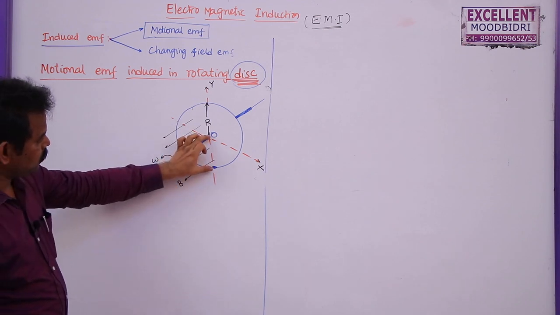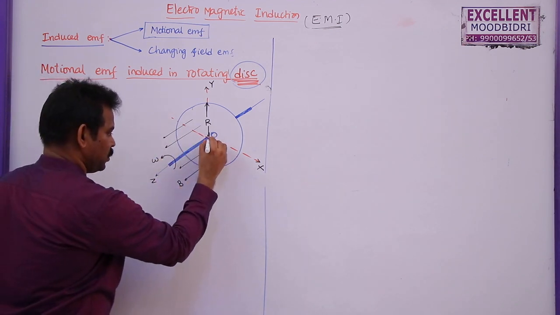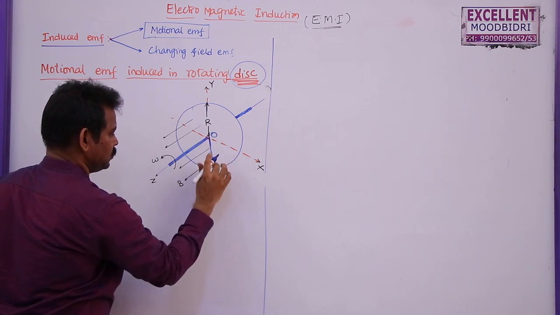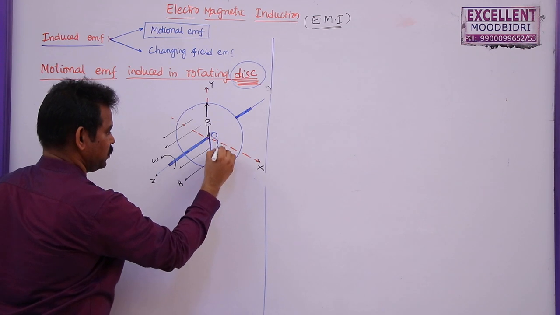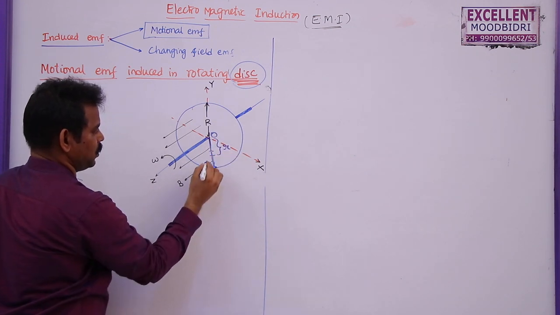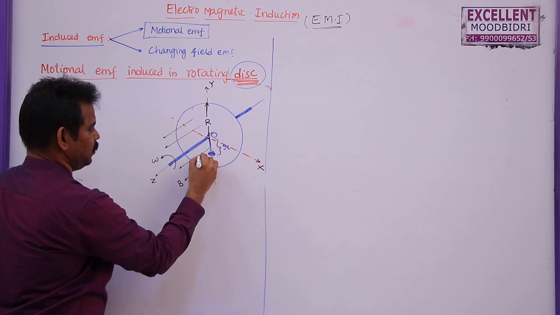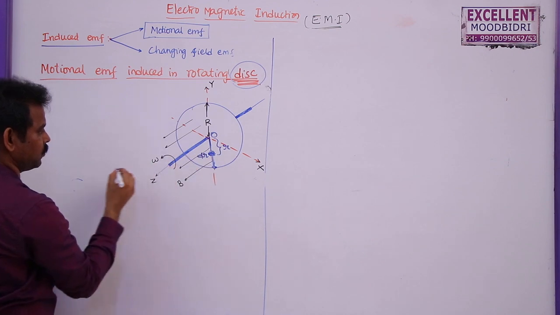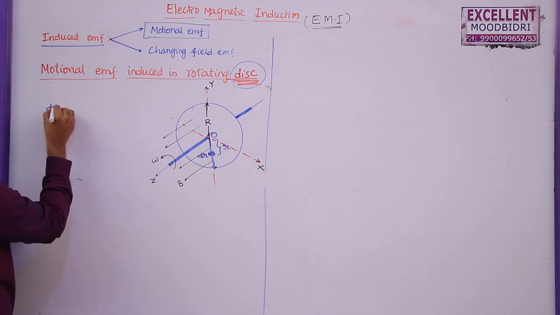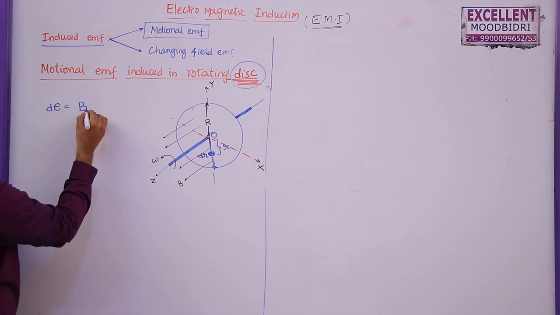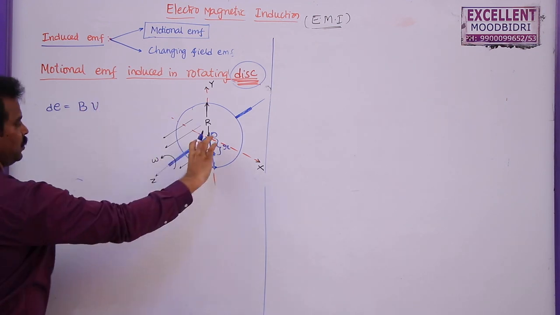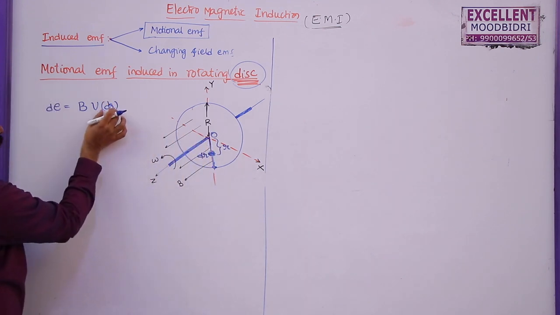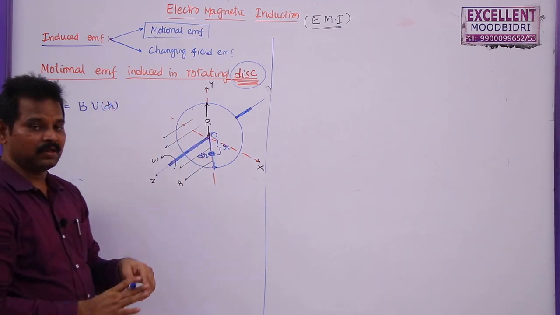To find the potential difference between these two, first join these two, and take a small portion at a distance, let me take it as small r, and this will become dr here. What is the EMF induced in this small portion? We know motional EMF is given by dE equals BVL. So this is BV into dr, because the length of that small element is dr.